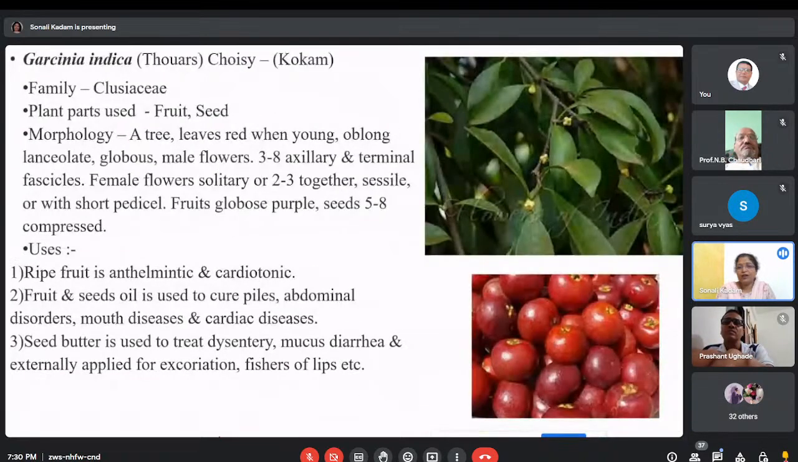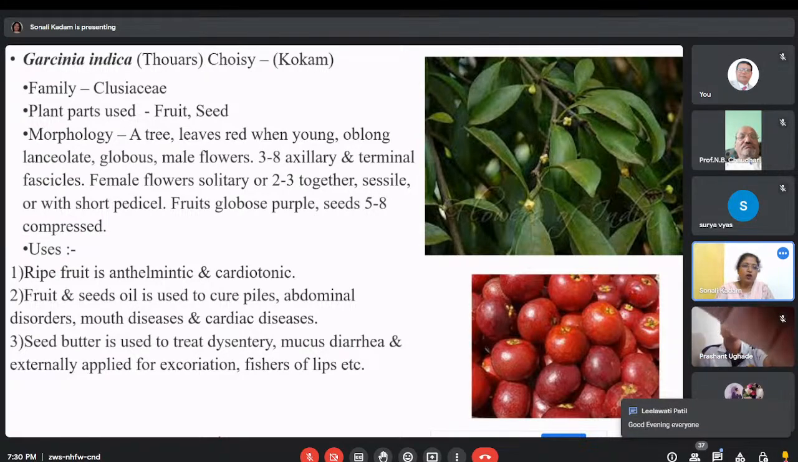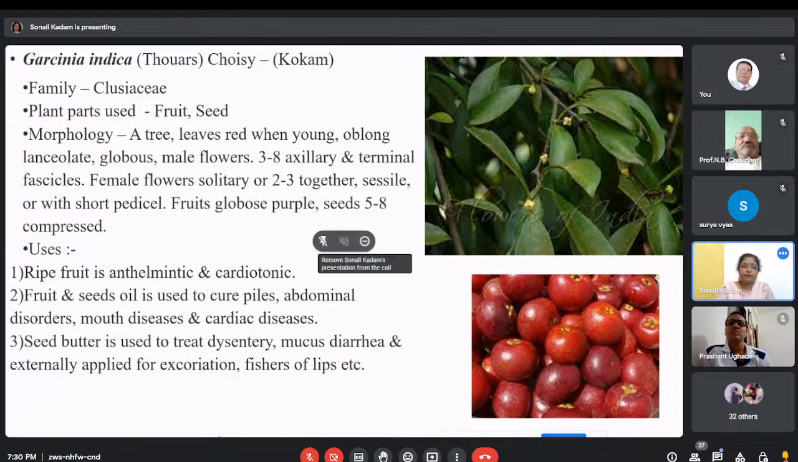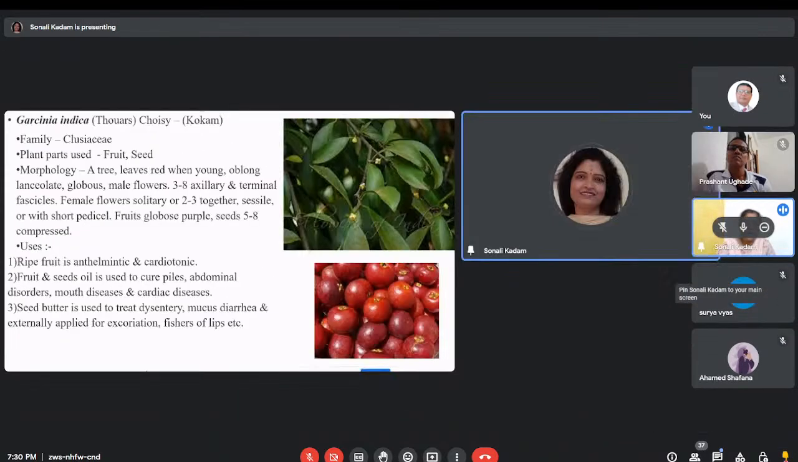I am from the Konkan area, where the kokum is there, and you must also be using the kokum in fish curries and all. This is a cardiotonic. So it is good for cardiac problems.